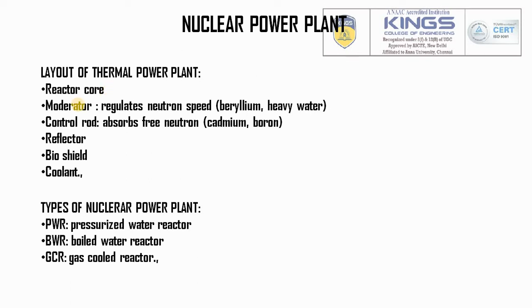After that, the moderator. The moderator regulates the neutron speed. If you want to control the speed of the neutron, we need to use a moderator. Some commonly found moderators are beryllium and heavy water. Control rods. Control rods are a very important part of a nuclear power plant that absorb free neutrons. Examples of control rods are cadmium and boron.